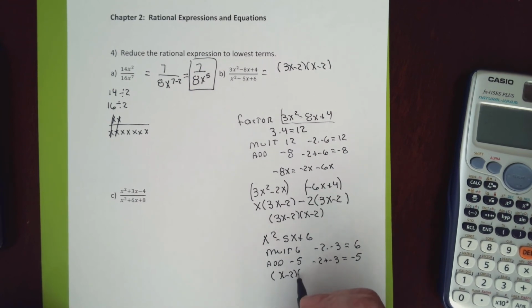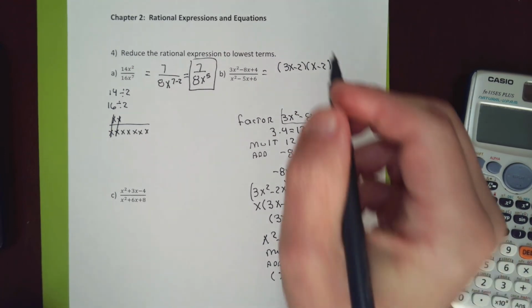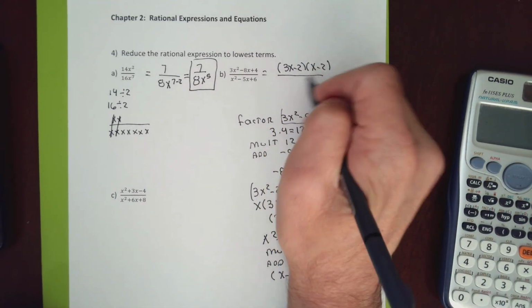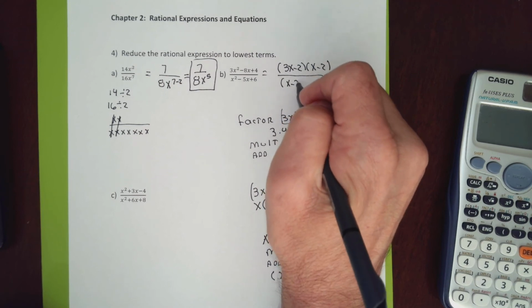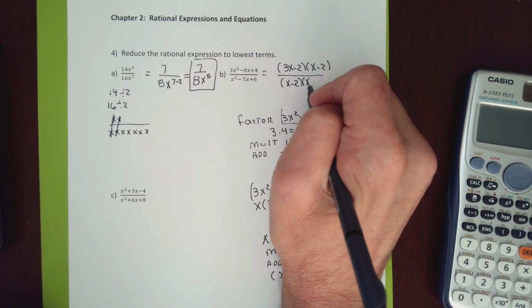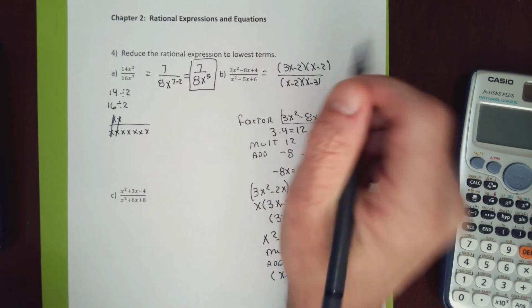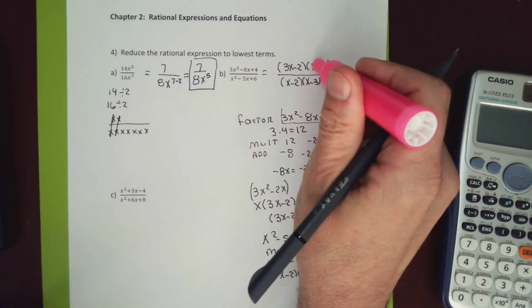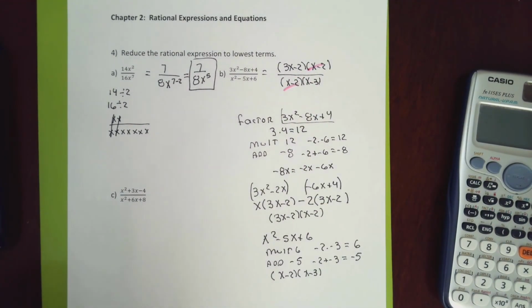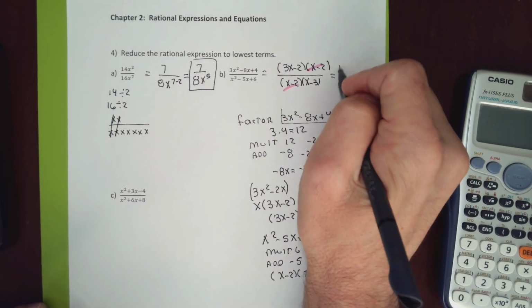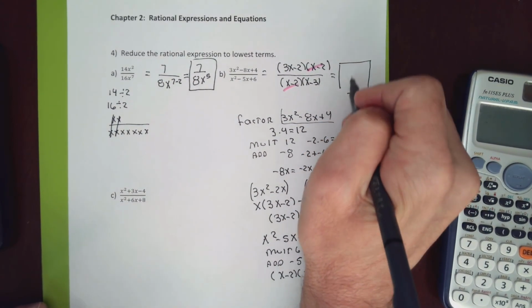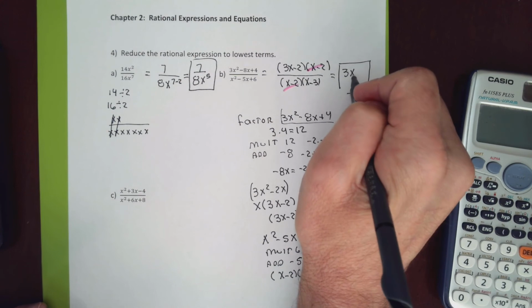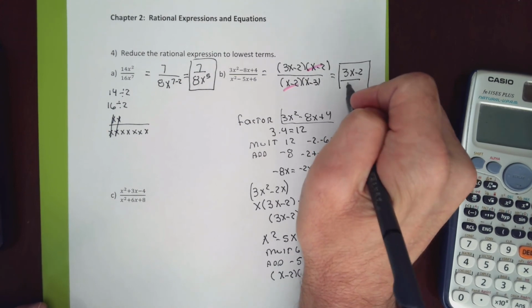So when I factor this, one parenthesis is going to get a minus 2, the other is going to get a minus 3. Doesn't matter which order that I put them in. And now I can cancel the x minus 2's. For an answer to part B of number 4, I'm going to get 3x minus 2 over x minus 3.